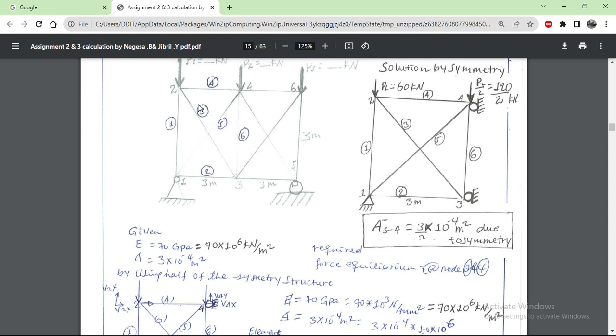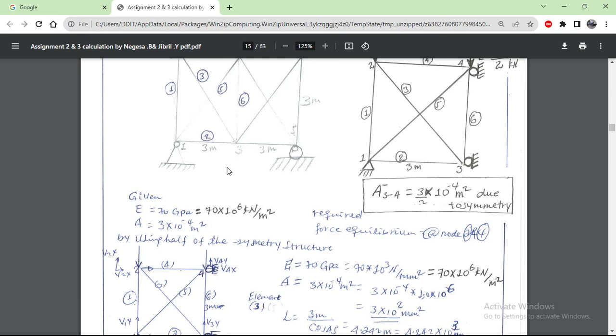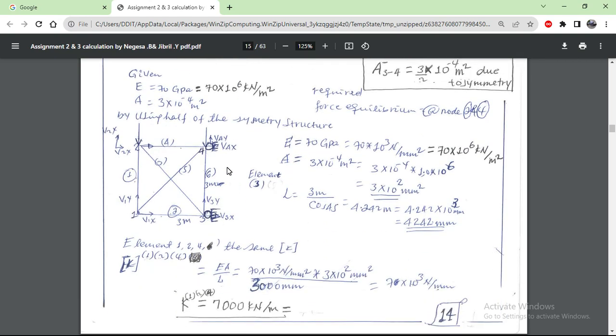Element number 3 means this element. The length of this one is 3 millimeter, and this one is 1 millimeter, as given. After applying the Pythagoras theorem, we get this area. By using the Pythagoras theorem for element number 3, the length of the inclined side equals this length.